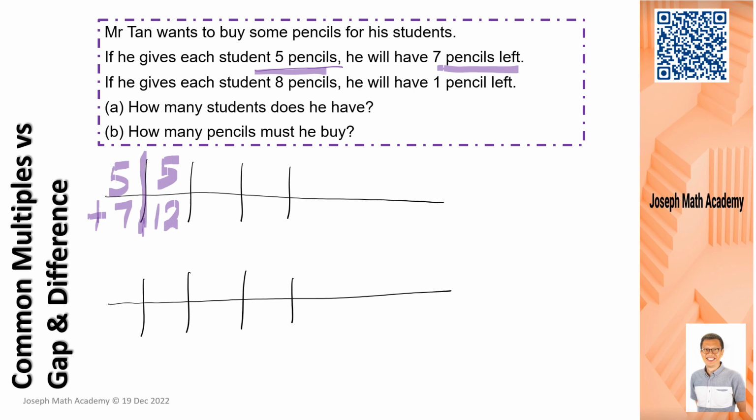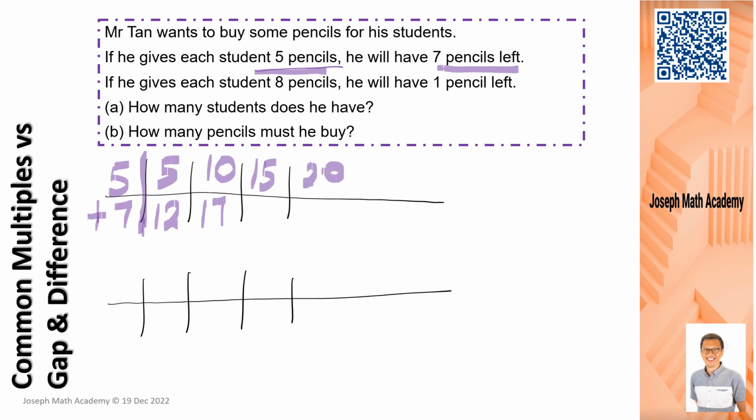Now if there are 2 students, each person received 5. That means in total, Mr. Tan has given away 10 pencils. He will still have 7 pencils left. So 10 plus 7, that will be 17. So this is the process that we are taught in schools. So it will be 5, 10, 15. So we just do the listing of the multiples of 5.